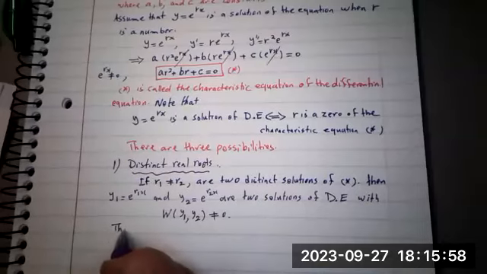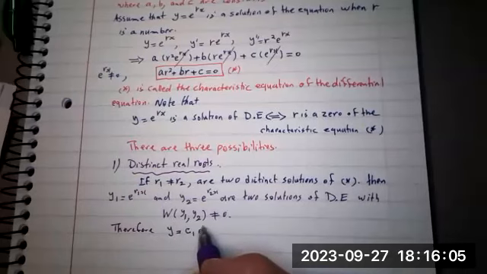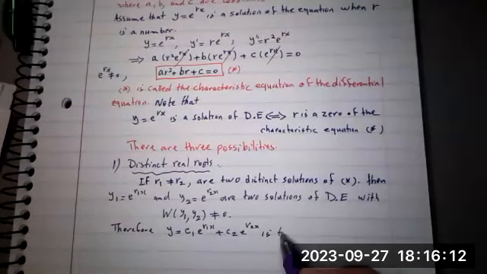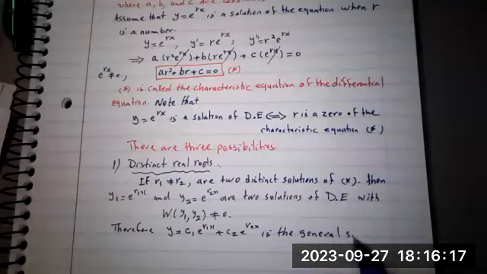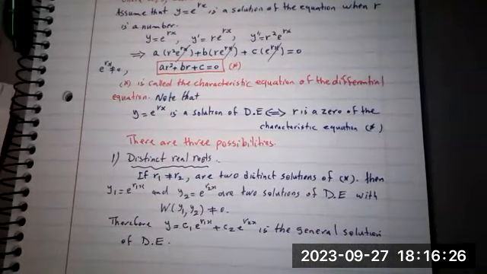Therefore, we're done. Y equal to C1 e to the R1x plus C2 e to the R2x is going to be the general solution of the differential equation. And with that, for each distinct root of the equation, you have one solution.